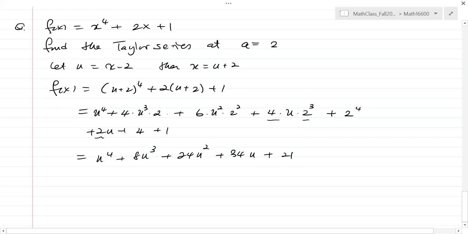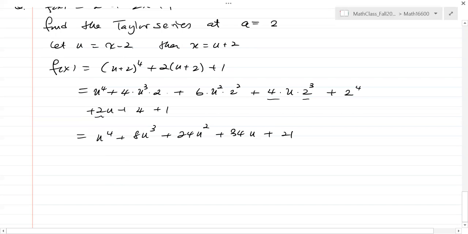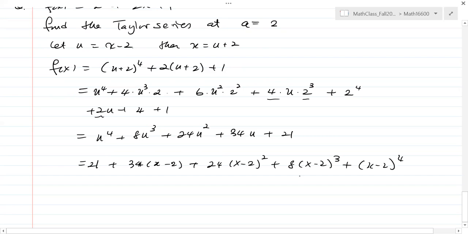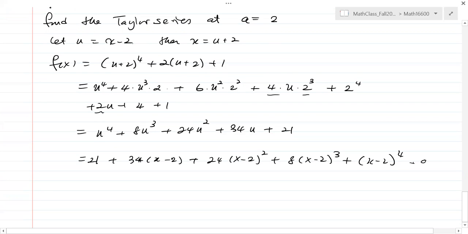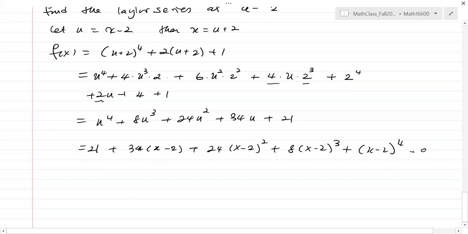So this is a Taylor series representation. So you can write it like this: 21 plus 34 times x minus 2, plus 24 times x minus 2 squared, plus 8 times x minus 2 cubed, plus x minus 2 to the fourth power, okay? And the rest of them are zero. So this is the Taylor series, okay?